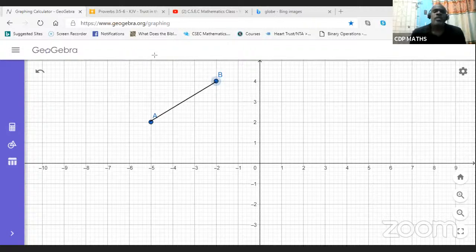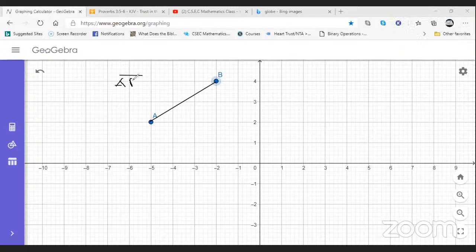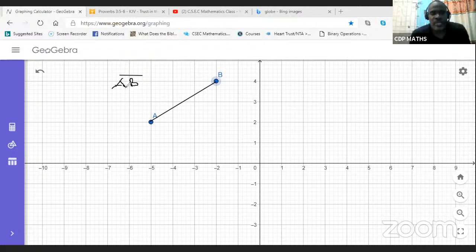Now this is called a line segment AB. In the exam they can denote it this way: they put a line over it, and then they will write the letters AB underneath it. So that's line segment AB, traveling from A to B.